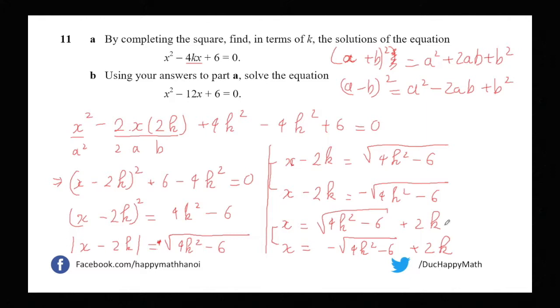And it is very easy to use the answer to part 1 to solve the equation, because in this case we have k equal to 3. So in question B, you just substitute the value of k into this equation and find the final result of h. Compare with your partner.